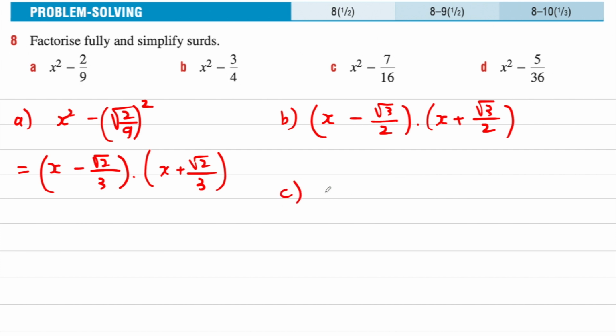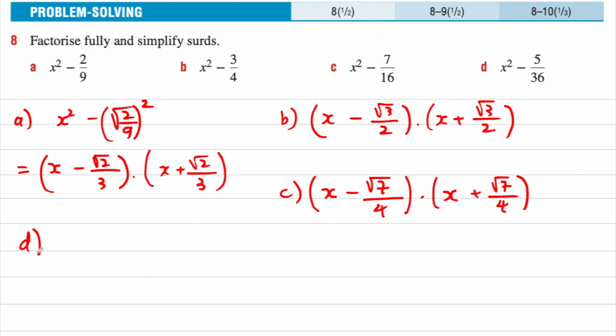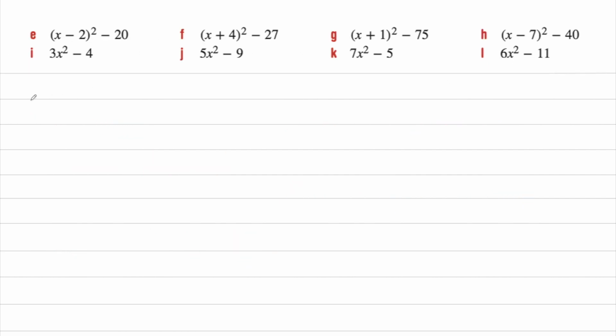Question C: h squared minus 7 over 16, and the square root of 16 is 4. After that you get the sum for this bracket, h plus square root 7 over 4. The next one, question D, is the same idea: h minus square root 5 over 6, and the next one is h plus square root 5 over 6. That is question D.